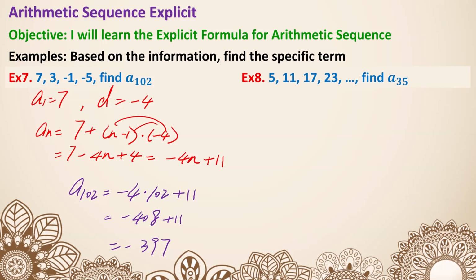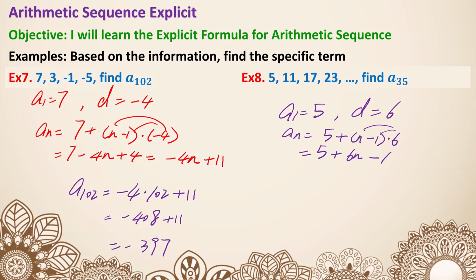So now let's have a look. A sub 1 is 5. From 5 to 11, 11 to 17, 17 to 23, D is 6. A sub n is 5 plus n minus 1 times 6, distribute. We got 5 plus 6n minus 6, which simplifies to be 6n minus 1. A sub 35, let's plug in 35. 6 times 35 minus 1, which is 210 minus 1, which is 209. There you go. That's example 8.